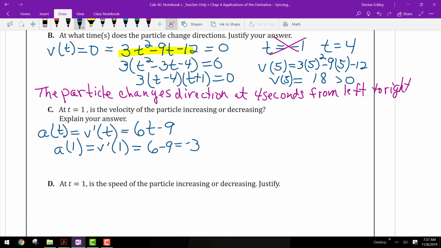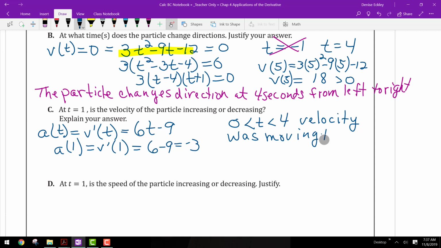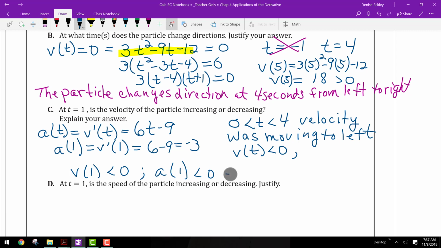If you recall, up to t equals 4, the velocity was negative. So from 0, the particle was moving to the left, so v of t was less than 0. That means v of 1 is less than 0 and a of 1 is less than 0. They have the same sign, so the velocity is increasing.